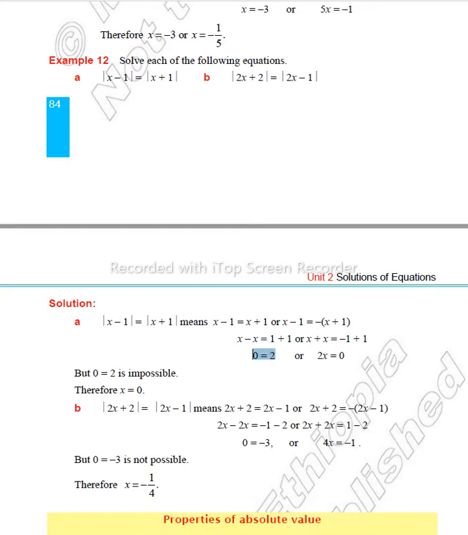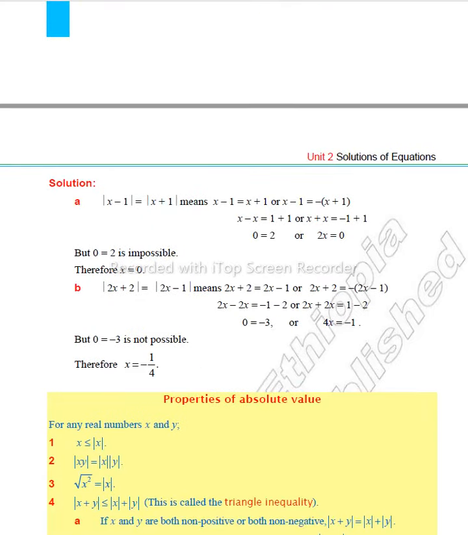The first question: there is no variable, the divisor is 0. We cannot divide any number by 0, so the first is undefined. But the second is 2x is equal to 0. Dividing both sides by 2, we get that x is equal to 0, so our answer will be 0 here.